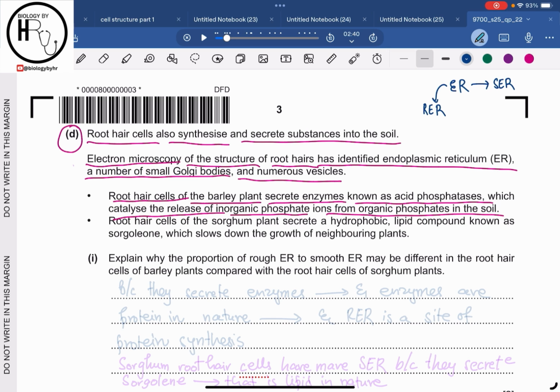Then they are talking to us about two types of plants, right? Root hair cells of two types of plant. One is the barley plant, right? And they are saying that it secretes the enzyme known as acid phosphatase. Then next they are talking about the root hair cells of the sorghum plant, which secretes the hydrophobic lipid compound known as sorgoleone, which slows down the growth of the neighboring plants. So basically the other plant we are having is the sorghum plant, which secretes the lipid compound.